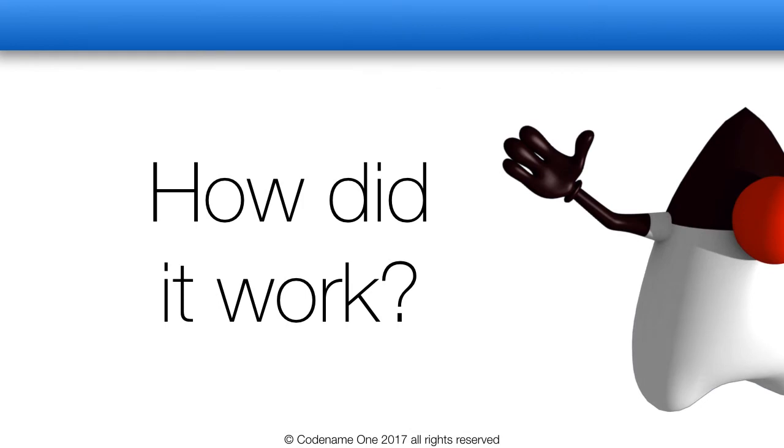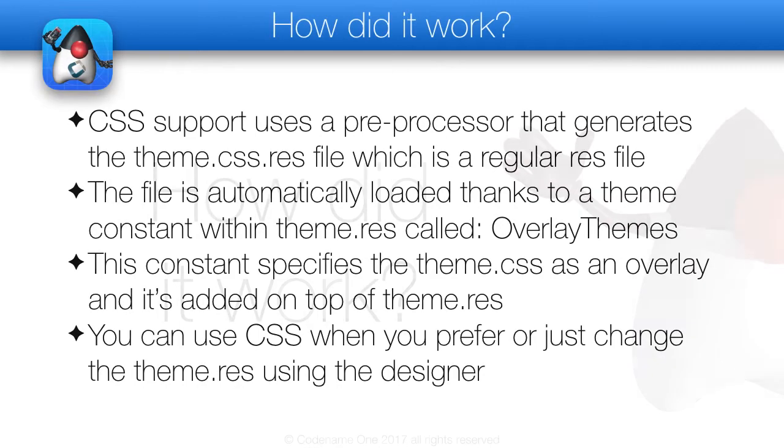So what exactly happened here? Because I defined a theme. Do we still have a theme? How does it exactly work? If you understand the concepts of Codename One and the theme res file, well, I'll try to explain it in a bit more detail. The CSS support uses a preprocessor that parses the CSS and generates a theme.res file, actually theme.css.res file by default. Technically, you can name it anything. If you name your CSS file x.css, it will call it x.css.res.